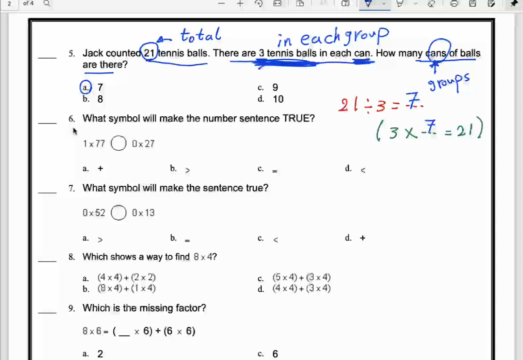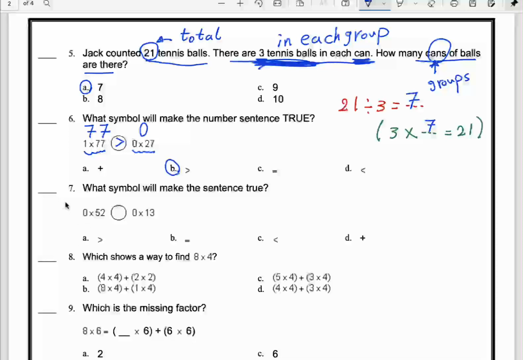In question number 6, what symbol will make the number sentence true? So here in this question, we need to find the value for the first side, the left side, and the value for the second side, the right side. In the left side, 1 multiplied by 77. When you multiply any number by 1, you get that number. So 1 times 77 is 77. In the right side, when you multiply any number by 0, you get 0. The product is 0. So 0 multiplied by 27 equals 0. And now we need to choose one of the signs. You know that the correct sign here is the greater than sign. So the correct choice is letter B.